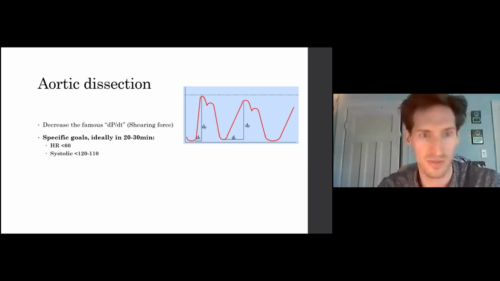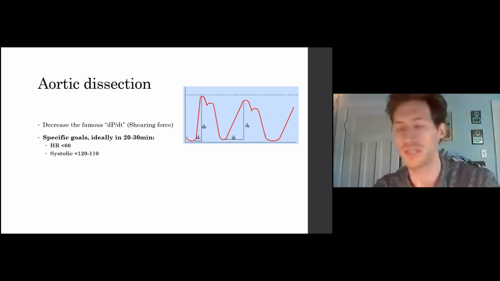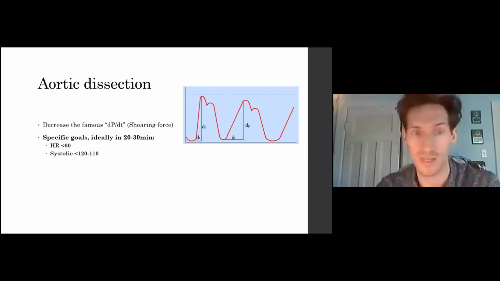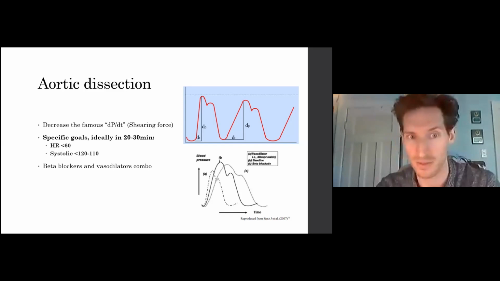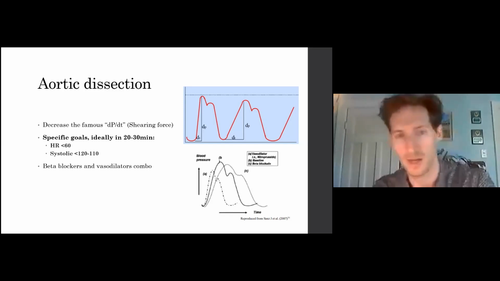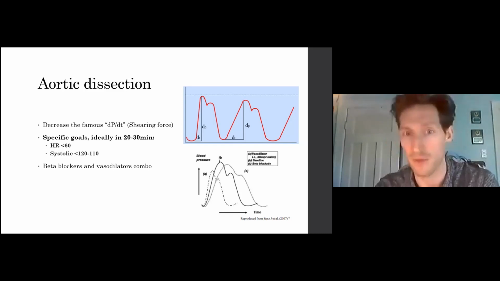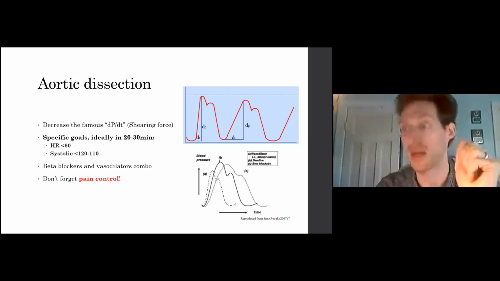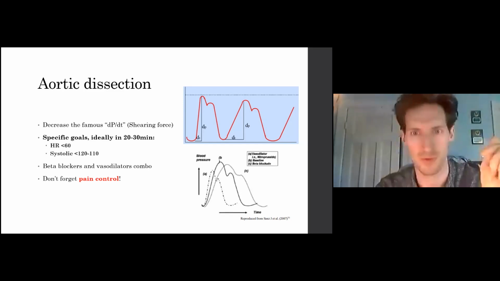Here, the specific goals are much shorter. We really need to act very fast and try to decrease the heart rate first, and then eventually your systolic blood pressure to closer to 100. And so that's best done with beta blockers and vasodilators, right? And you'll see on the graph there how it impacts that dP/dT. Right, don't forget pain control. These patients are in a lot of pain and it has a very high adrenergic drive. So pain control for these patients quite a lot.